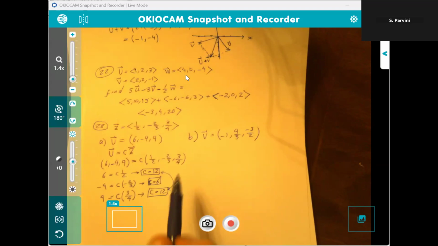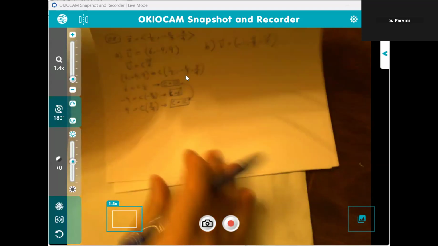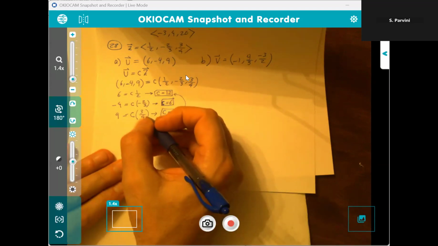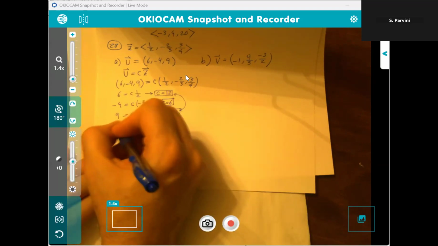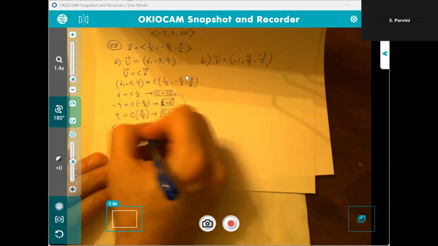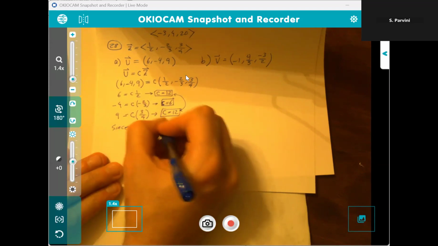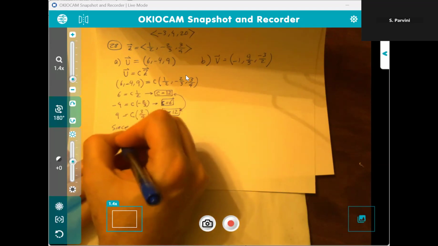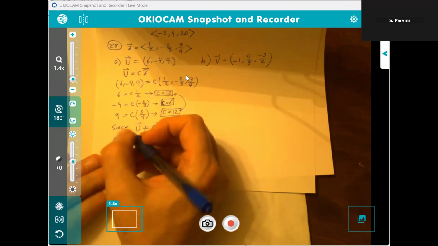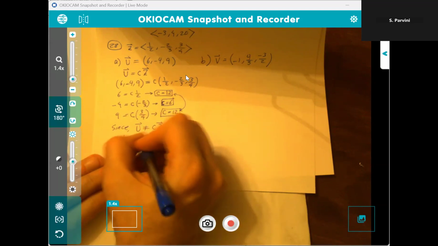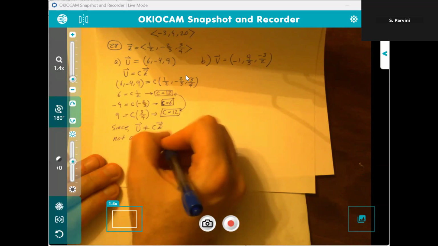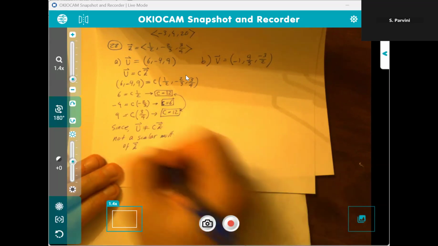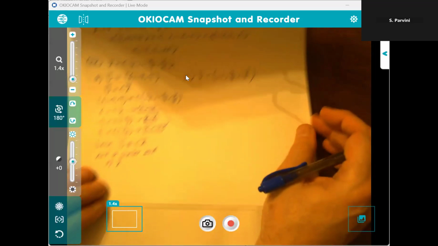Therefore, the answer is it is not, right? We can say that U is not, since U cannot be written as a constant multiple of Z. Therefore, it is not a scalar multiple of Z, a constant multiple of vector C. And there you go. That's how you would do that one.